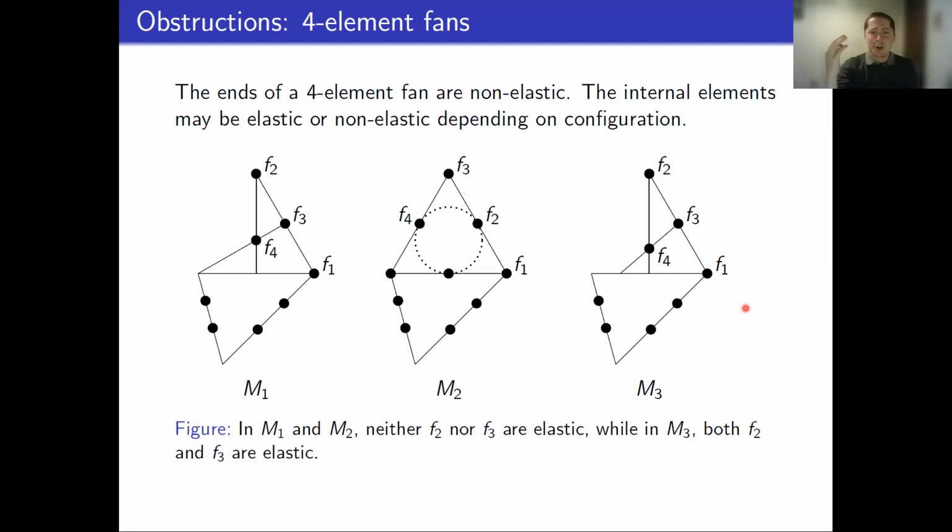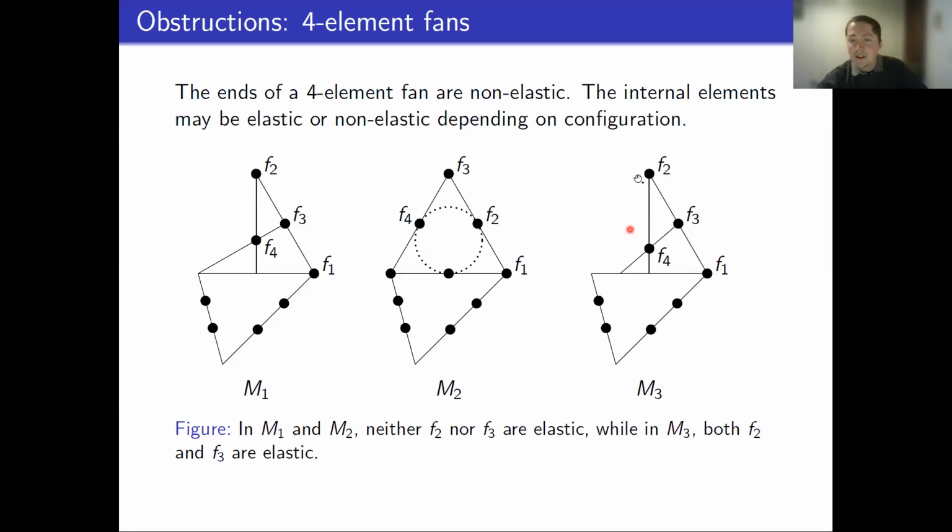And we're going to talk about some terminology as to why this is in a moment, but you can probably see some of these as to why they're non-elastic. The internal elements, that is, in a 4-element fan, the second and third element in the ordering, can be elastic and they may not be. If you look at these here, in M1 and M2, these internal elements actually aren't elastic. Think about the deletion of F2: then you'd have to contract 3, and you'd end up with a parallel pair. And after its contraction, you'd end up with a parallel pair also. Sorry, this dotted line is here. That's a dependency between F2, F4, and this dot.